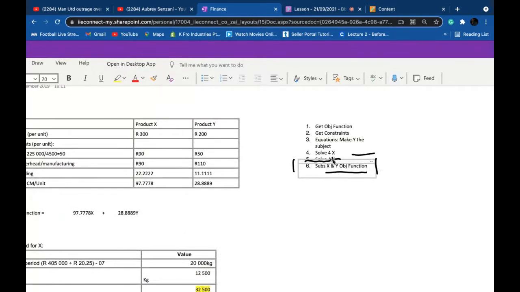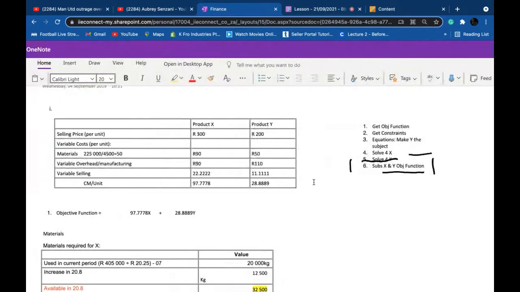Once we've made Y the subject, then we solve for X. If you were to make X the subject of the formula, you can do it, no problem, but then in step 4 you're now solving for Y. So I say follow this process so you get used to it, and you're not thinking too much. Once you solve for X, then we solve for Y, and then we substitute into our objective function to find how many units of this and how many units of that we should produce.